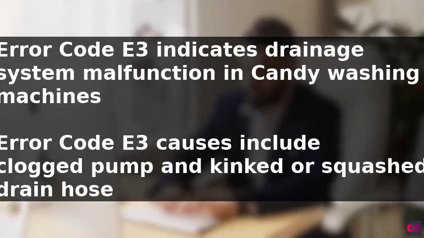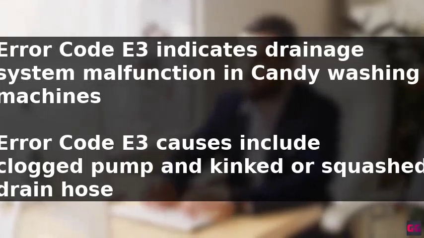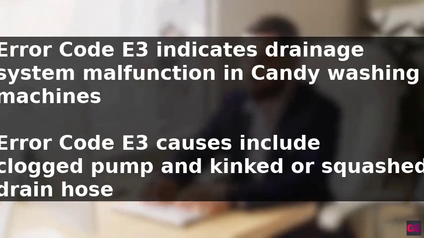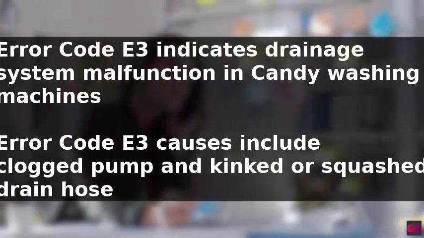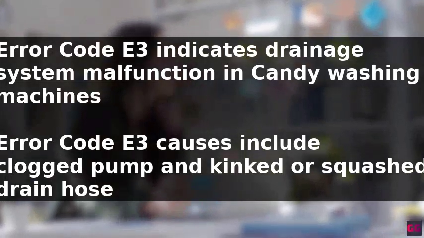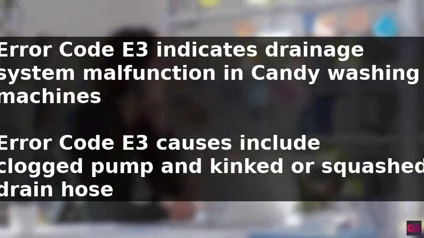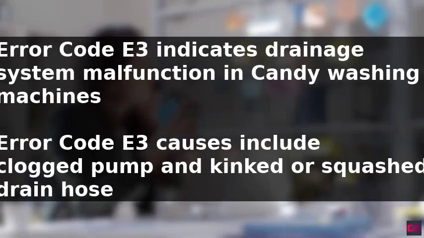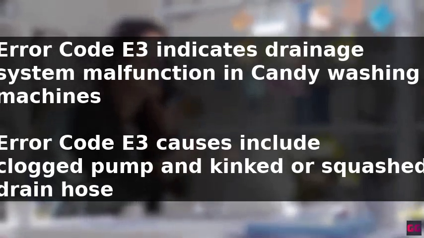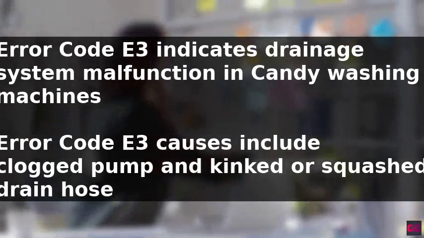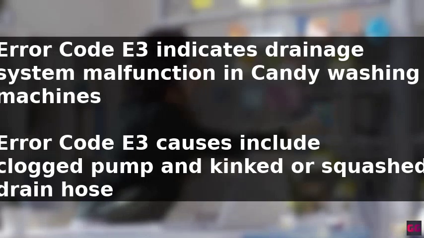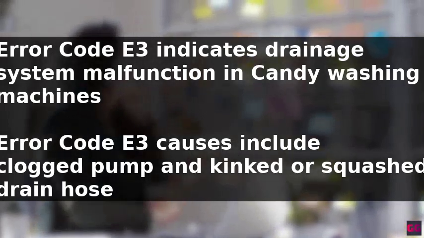Error code E03 on a Candy washing machine indicates a malfunction in the drainage system, which may be caused by issues with the pump or drain hose setup. This code does not specify a particular faulty component, so users must try various troubleshooting methods to identify and resolve the problem.